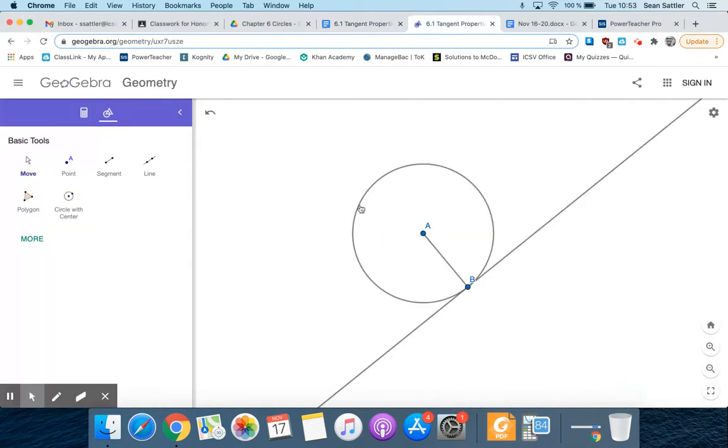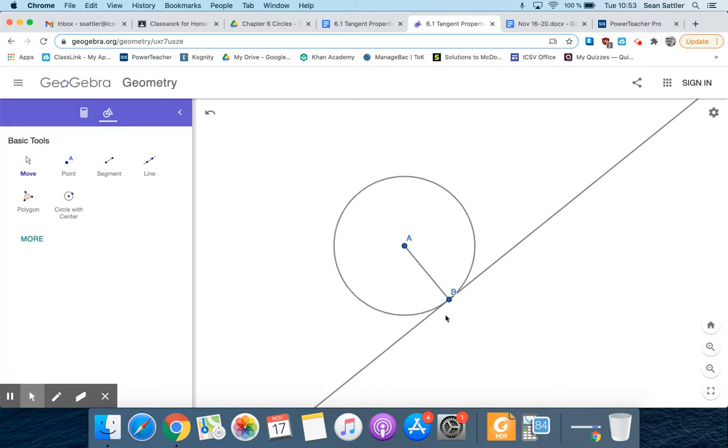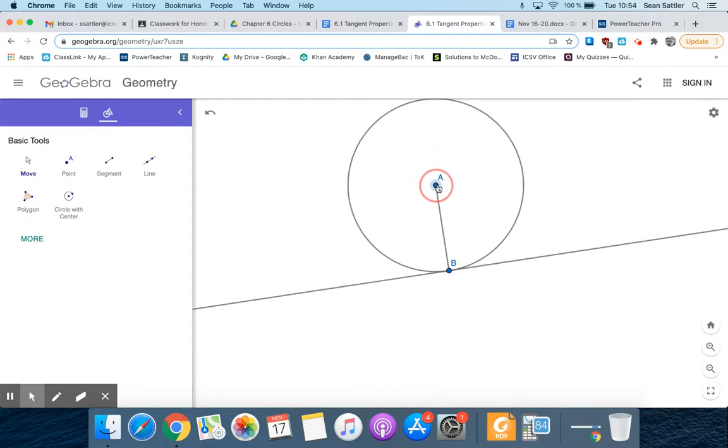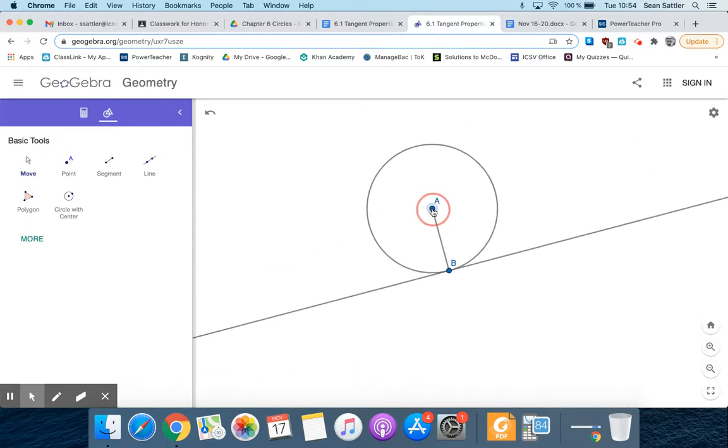We have a circle with radius AB, and I've constructed a tangent line at B. So the first thing we're going to investigate is what is the angle created here? And you can probably tell, no matter what, if I move this around, it looks like the tangent line is perpendicular to the radius.